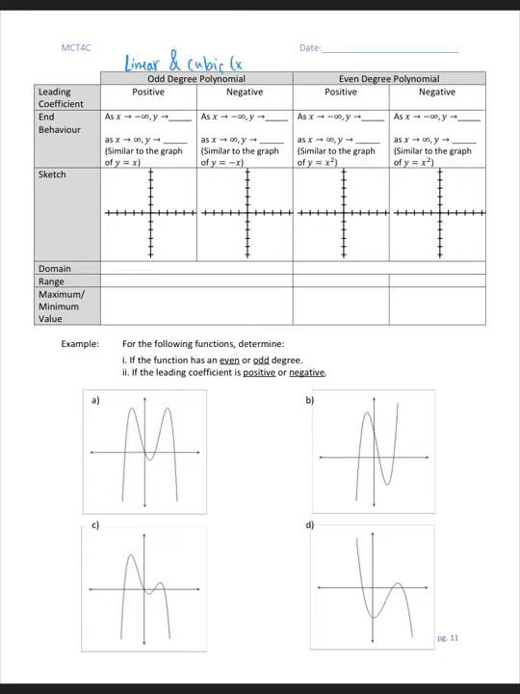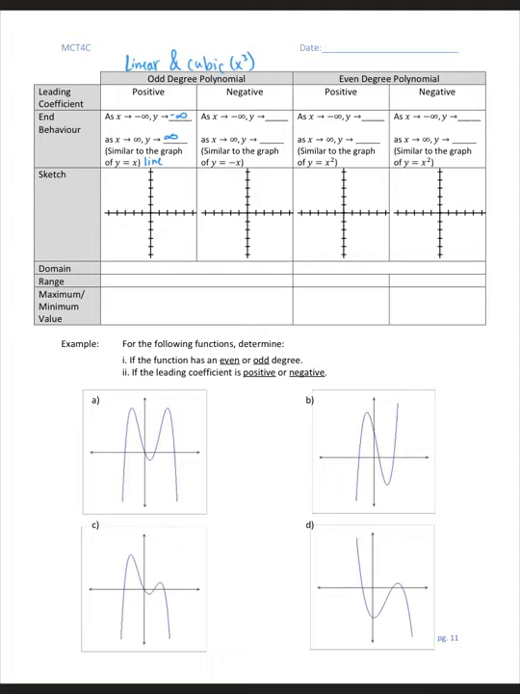A cubic, remember, is x to the power of 3, so that has an odd degree. If they were positive, then our end behavior was such that as x approaches negative infinity, y approaches negative infinity, and as x approaches positive infinity, y approaches positive infinity. It's going to be similar to the graph of y equals x, which is just a line. Think about how a line can go up to the right if it's a positive slope, or down to the right if it's a negative slope.